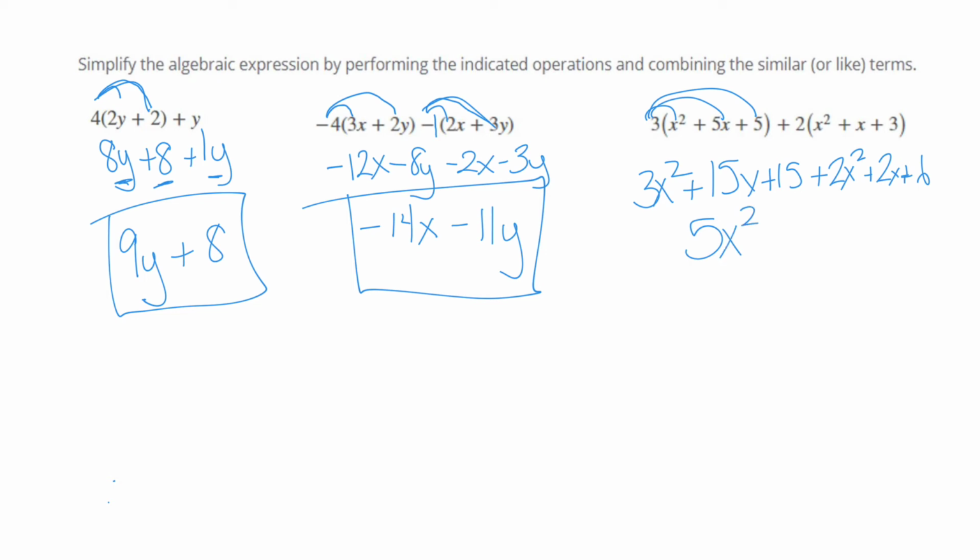And then I'm probably going to go to my x terms. So I have a positive 15x and a positive 2x. Should get you a positive 17x. All right, the last thing then is this 15 and this 6. They're just numbers. They're like terms. I just add them up. I get 21. And there we have it. All right, that's it on combining like terms.